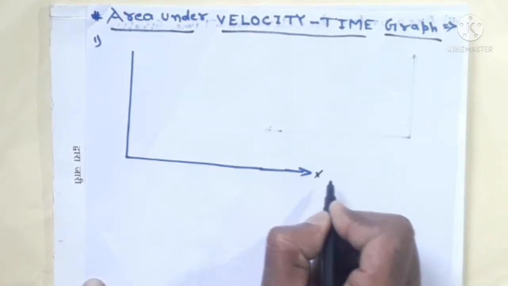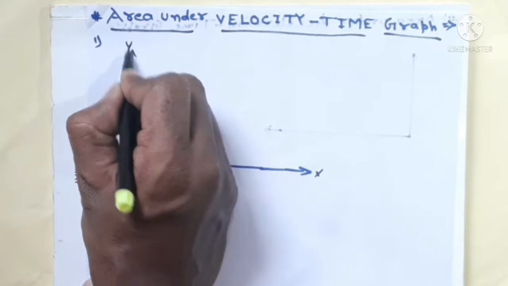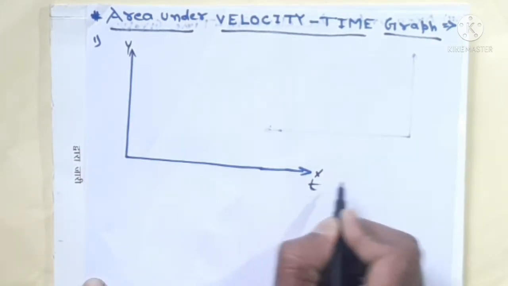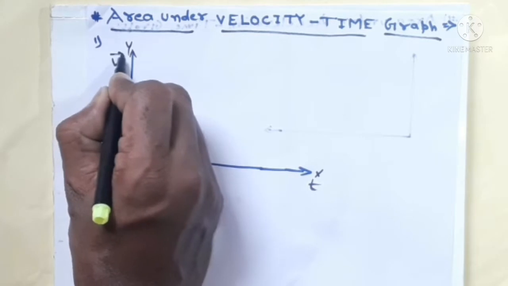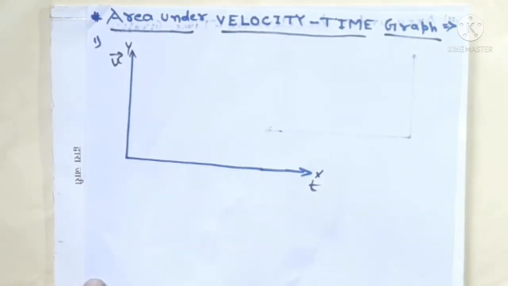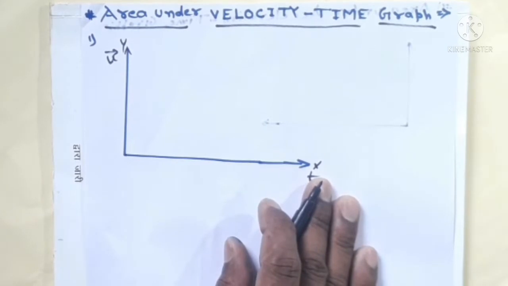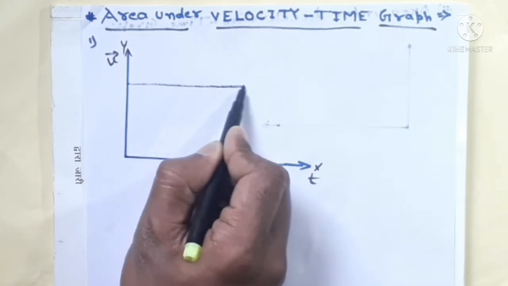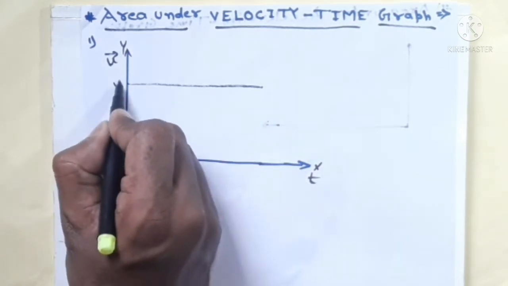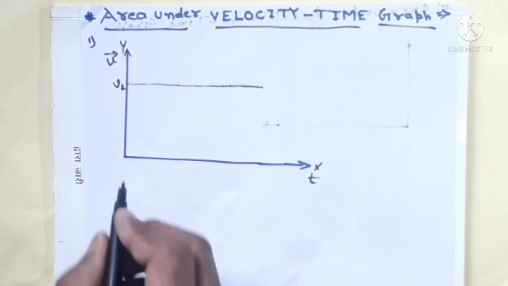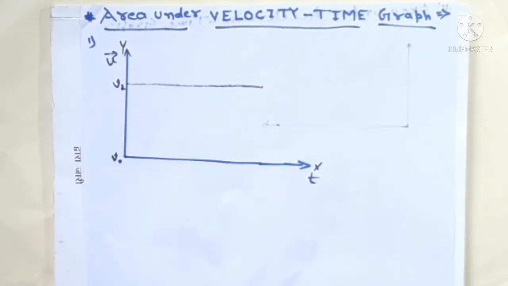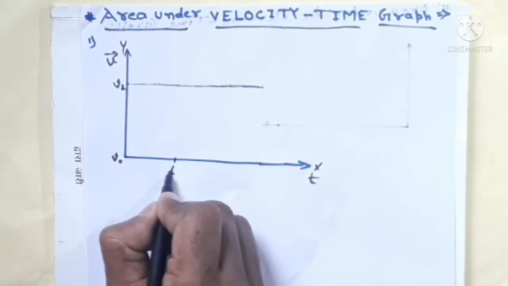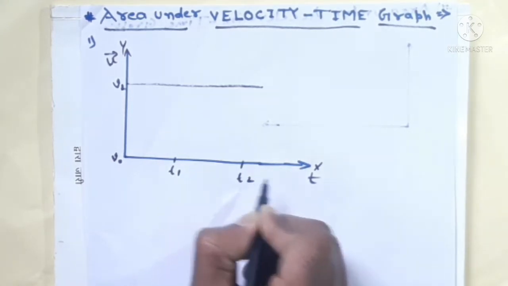This is our x-axis and this is our y-axis. The x-axis represents time and the y-axis represents velocity. Suppose our velocity is constant, then the graph is like this. V1 is our constant velocity and the initial velocity is V0. We find the area at two times. Suppose this is T1 and this is T2.